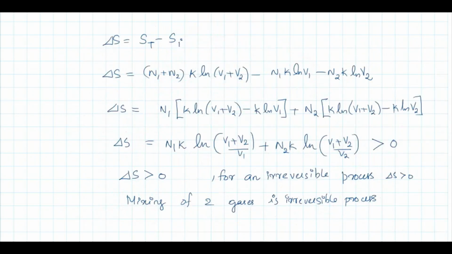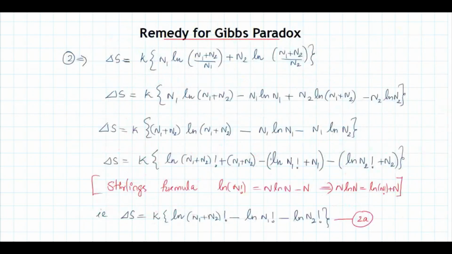So how can we fix that problem? That is the next case, remedy for Gibbs paradox. We have delta S = k [n1 log((n1 + n2)/n1) + n2 log((n1 + n2)/n2)]. This is our delta S. I can write it as delta S = k [n1 (log(n1 + n2) - log n1) + n2 (log(n1 + n2) - log n2)], since log(a/b) is log a minus log b.